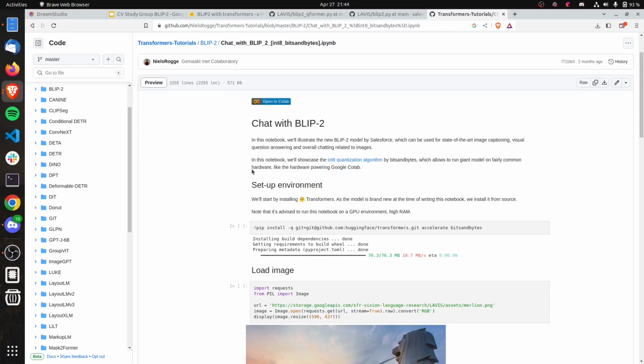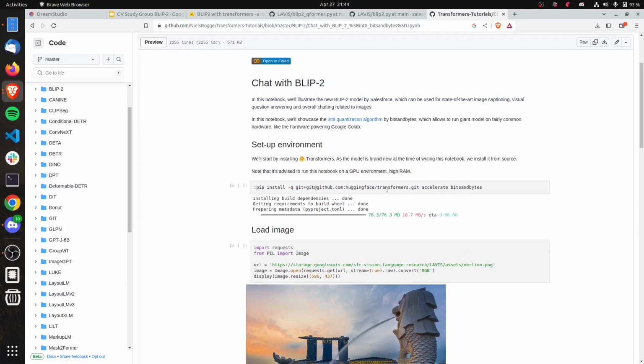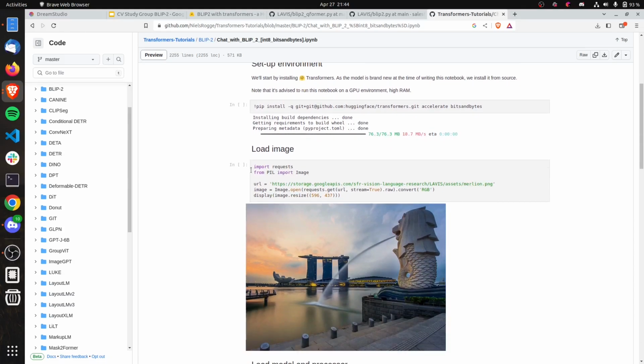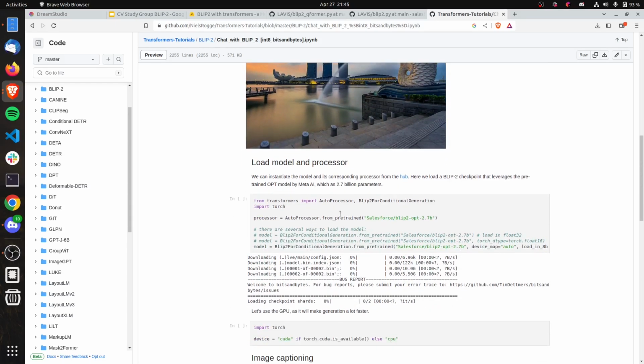So here you really just go through, okay, set up everything. In this version, I think it's optimized a bit with bitsandbytes to run on int8 precision. So yeah, you load images, right? That's the basic image stuff. And then you get to the Transformers part. You can use the AutoProcessor class to use the weights. So here he loads the OPT 2.7 billion model, and then you can load the BLIP-2 class from Transformers.